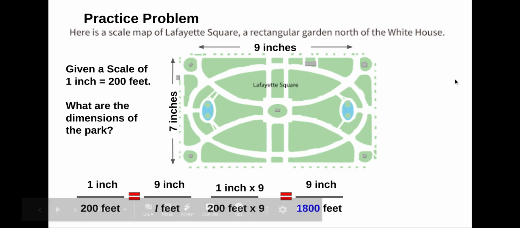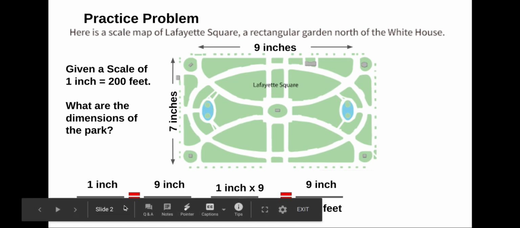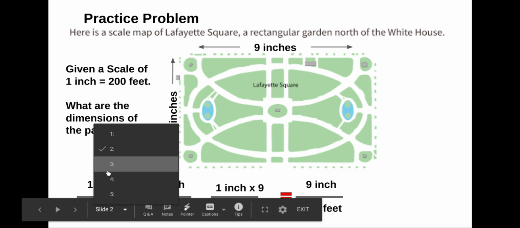What you're going to see here is the 1 inch to 200 feet. Well, we want to know what the 9 inches is. So 1 inch to 9 inches. How many feet is that? If 1 times 9 equals 9 inches, again maintaining similar fractions, 200 times 9 is 1,800 feet. And so here we've solved for the length. Now we've got to talk about the width of the park. We'll go to the next slide for that.